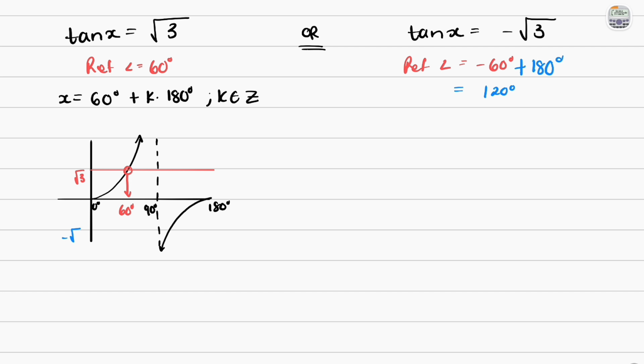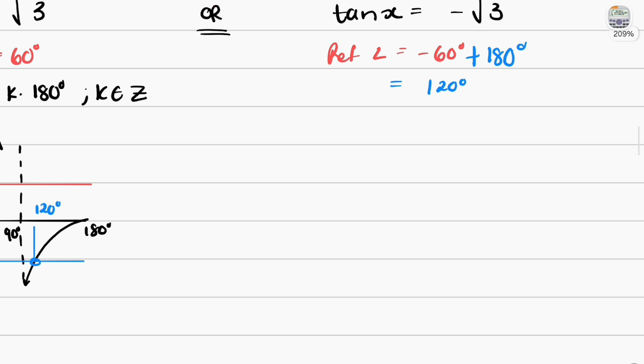And so when we're trying to find where negative square root of 3 would be, where this graph has a y value of negative square root 3, do you see that this is where it hits the graph, within 0 to 180 degrees. That is here at 120 degrees, okay?